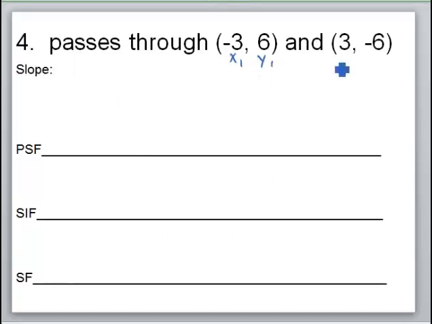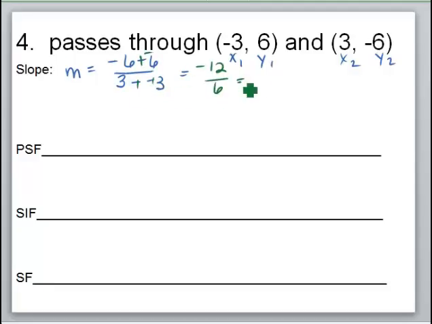x1, y1, and x2, y2, and we'll go and we'll find the slope by doing our y2 minus our y1, negative 6 minus 6 over x2 minus x1, 3 minus negative 3. This gives me a negative 12 over a positive 6, which is a negative 2.